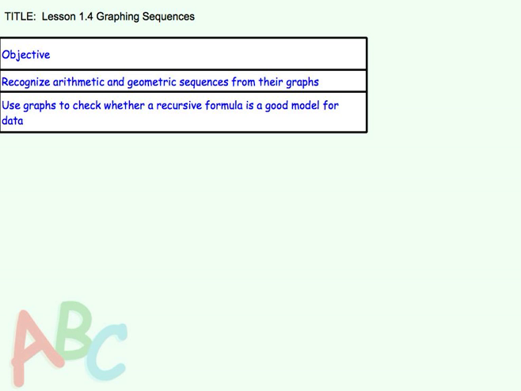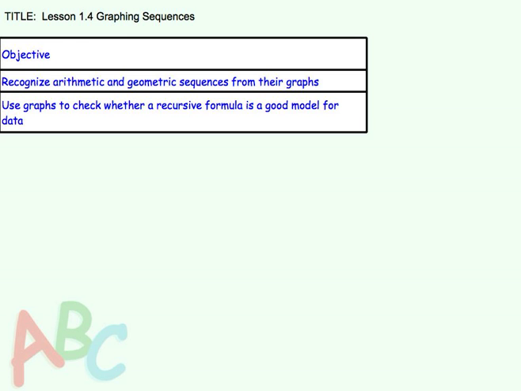Welcome to lesson 1.4. The title of this lesson is Graphing Sequences. The objectives are to recognize the difference between arithmetic and geometric sequences from their graphs, and to use a graph to check whether a recursive formula is a good model for the data.